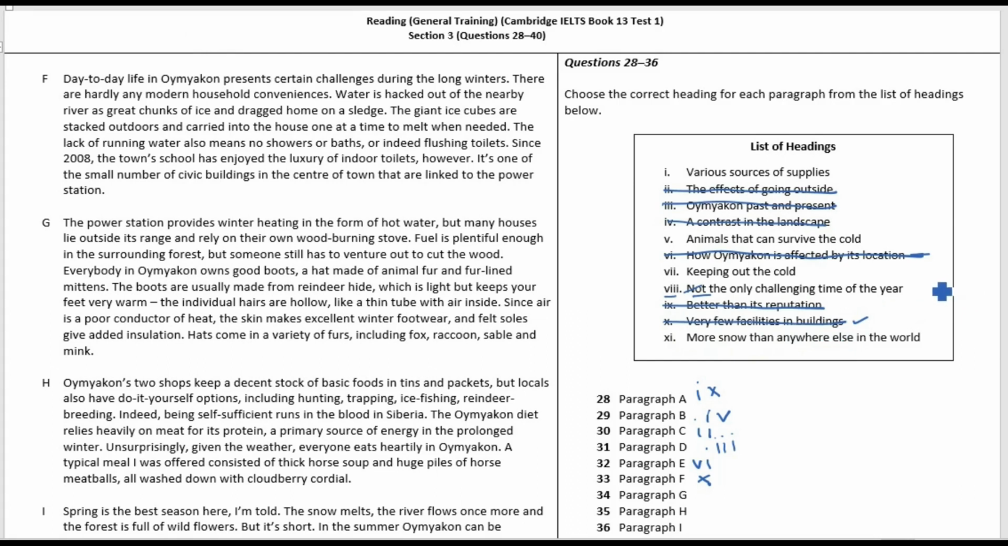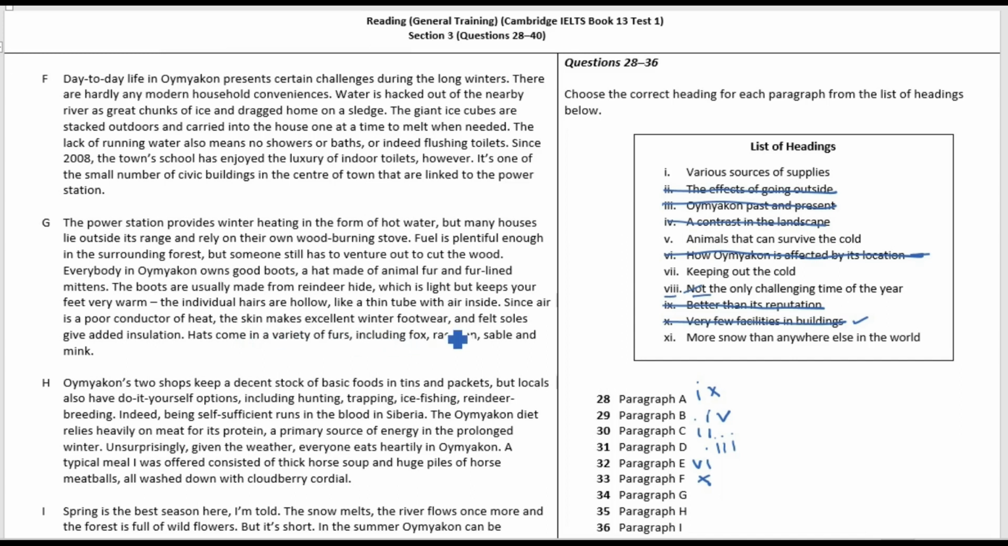Paragraph G now. The power station provides winter heating in the form of hot water. Many houses lie outside its range. Fuel is plentiful enough in the surrounding forest. Everybody owns good boots. Hat made of animal fur. Boots are usually made from reindeer hide. Since air is a poor conductor of heat, the skin makes excellent winter footwear. Soles give added insulation. Hats come in a variety of furs, including fox, raccoon, etc.